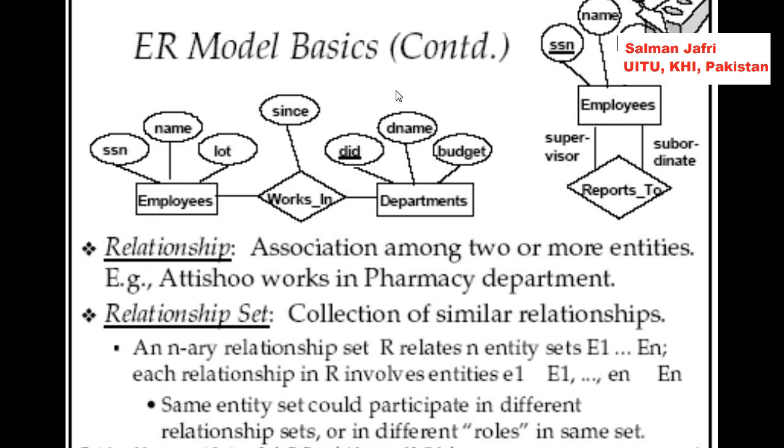Let's look at some ER model basics now. So, what is basically a relationship? A relationship is an association among two or more entities. A relationship can be between two entities, like works in is a relationship between the employees and departments entities. So, based on this, for example, Atishu works in the pharmacy department. Atishu is an employee and he works in the pharmacy department.